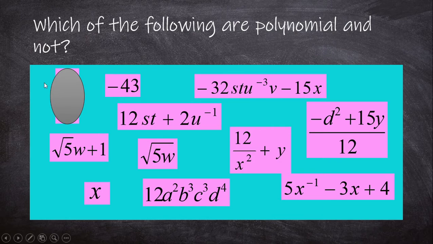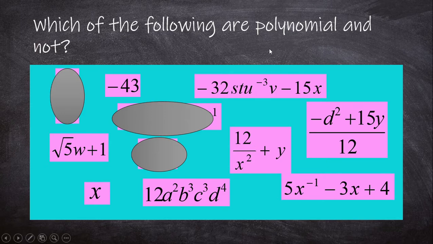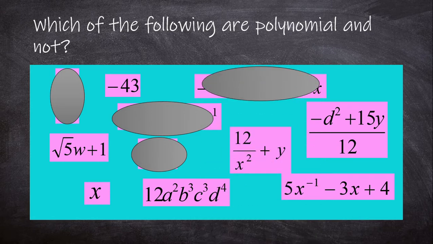Now for this next example, 12st plus 2u to the negative 1, this is obviously not a polynomial because it has negative 1 as an exponent, and negative 1 is not a whole number exponent. So let's cover that. Square root of 5w is not a polynomial because w is inside the radical sign. So let's cover that one. This one is an example of a polynomial. How about this? It is not a polynomial because it has negative 3 as an exponent, and that is not a whole number. So let's cover it.